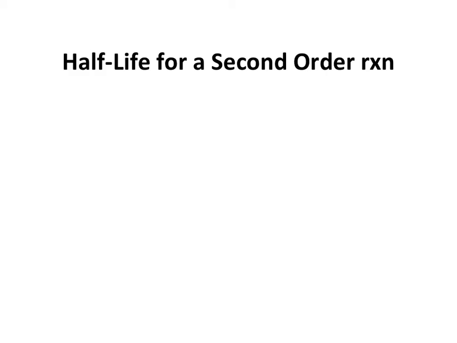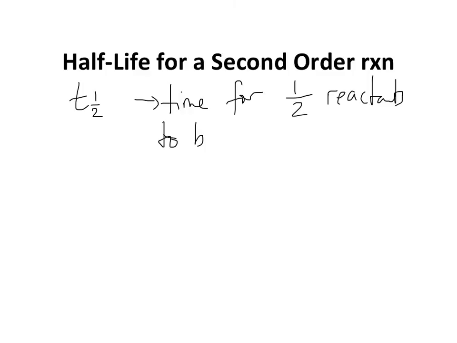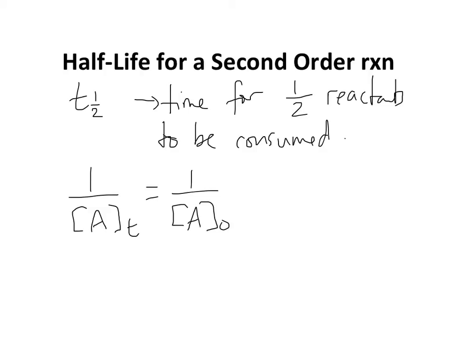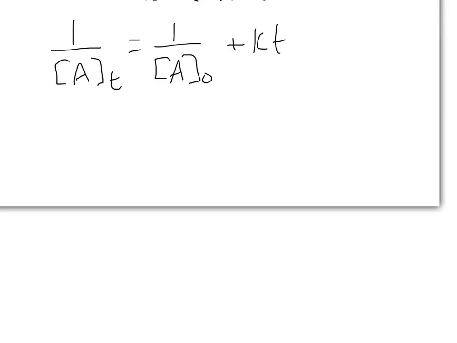So how do we determine the half-life? You remember the half-life is given the symbol t sub a half, and this is the time for half the reactant concentration to be used up. And we can go back to the integrated rate equation. So 1 over the concentration at time t is 1 over the original concentration plus kt. And we can calculate the half-life.